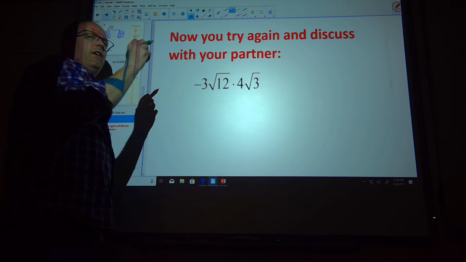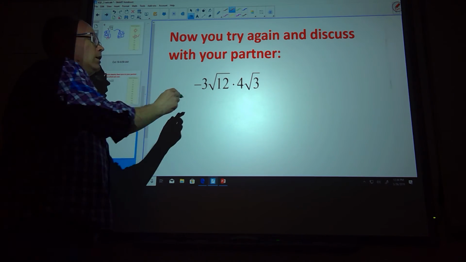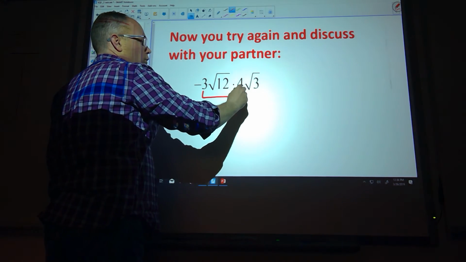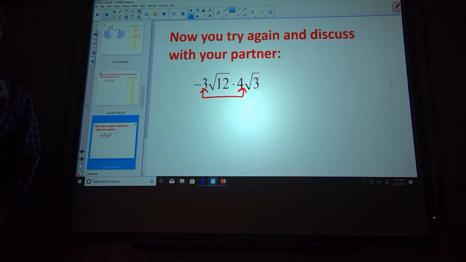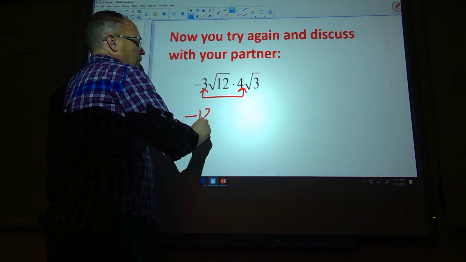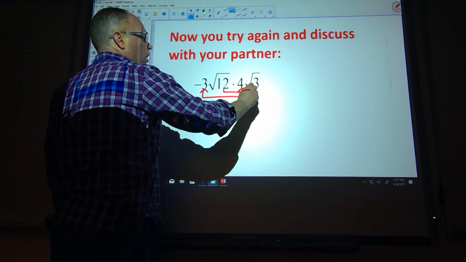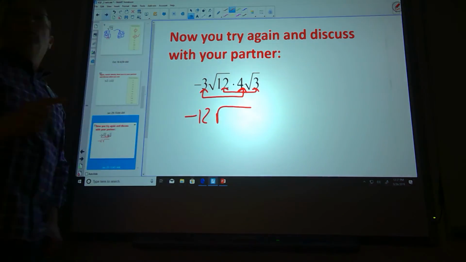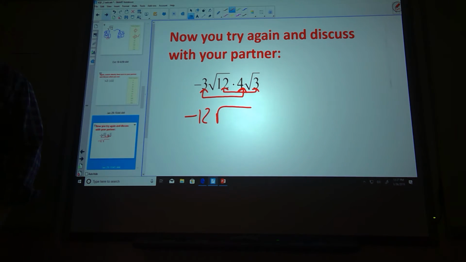If it's outside the radical, you can multiply. So I'm going to multiply those together. What do I get if I multiply those together? Watch your sign. Negative 12. If it's inside the radical, you can also multiply it together. What is 12 times 3? 36.